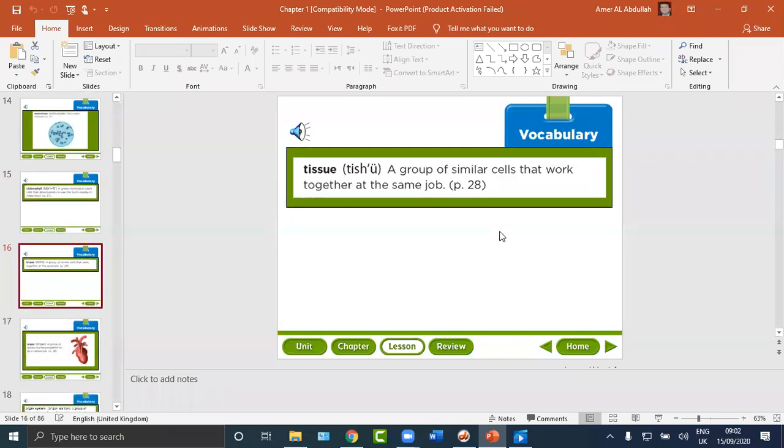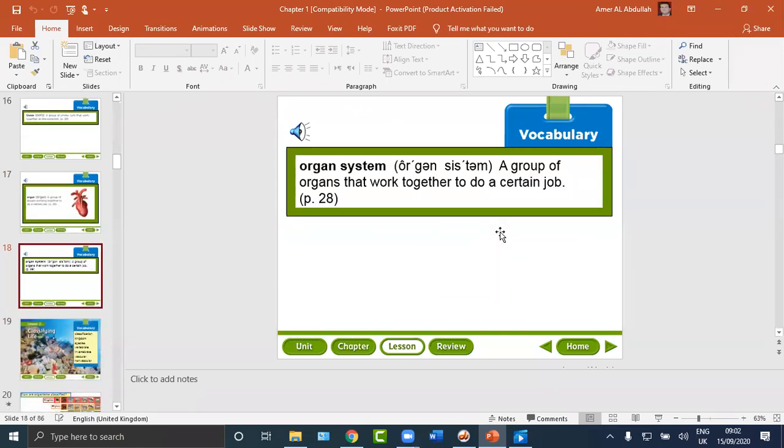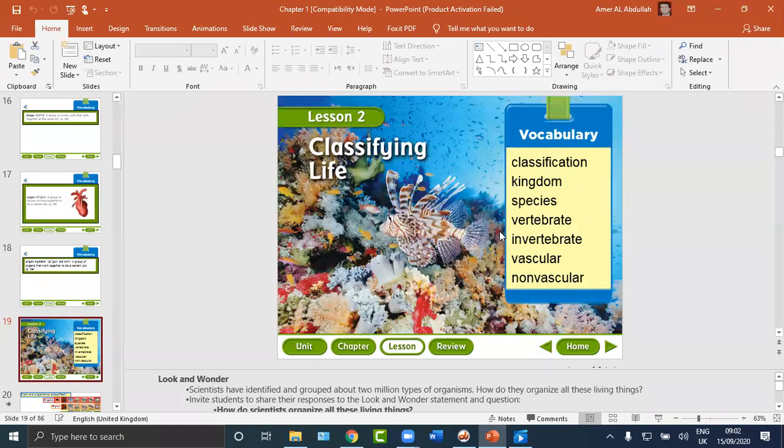Tissue, a group of similar cells that work together at the same job. Organ, a group of tissues working together to do a certain job. Organ system, a group of organs that work together to do certain jobs. Now we'll start and listen to classifying life.